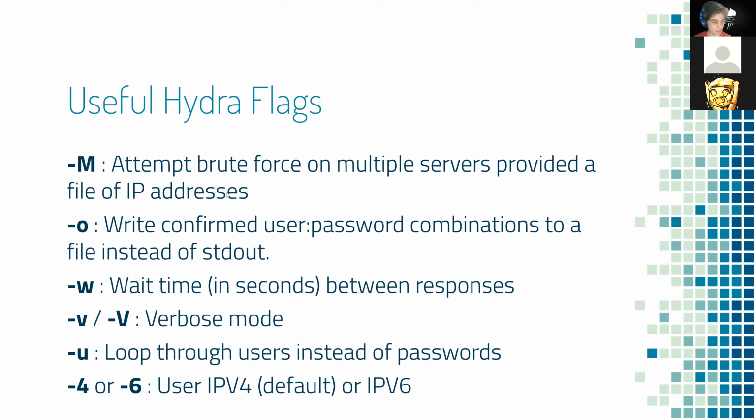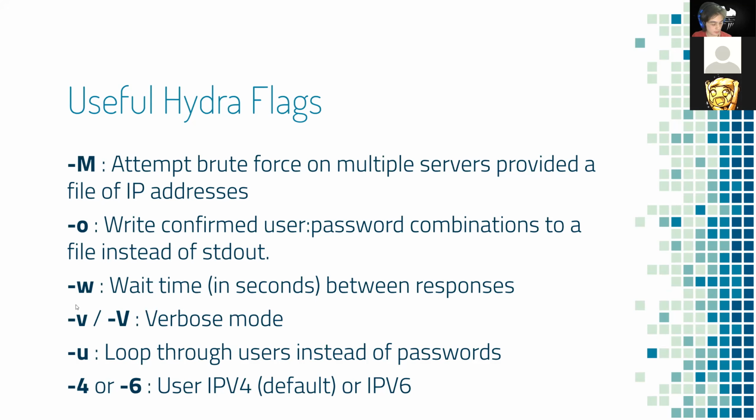And because the output of this is going to be so large, I don't want to deal with that. I only want to see the valid ones. So I do -o, and then the name of a file that I want it to output into. So -o for output, valid.